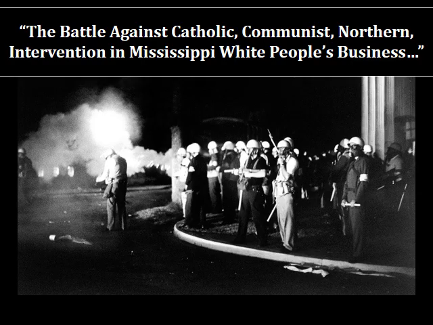And this event, several actual big riots that take place on the campus of the University of Mississippi, is interesting because you can see in plain English the fear that people are having about the total erosion and destruction of established social order. So when asked why these rioters are there, one of them replies, to battle against Catholic communist northern intervention in Mississippi white people's business. What does that even mean?